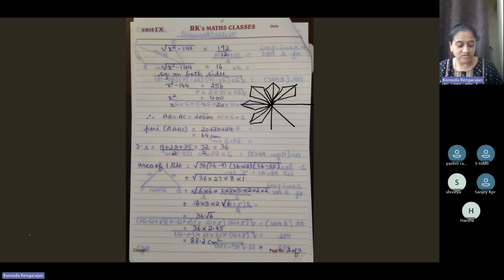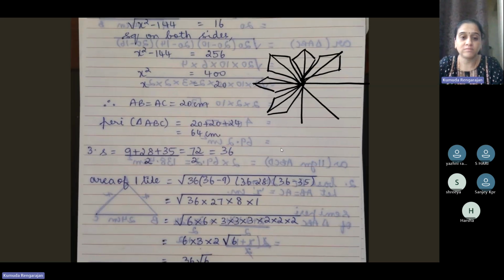And so the value of root 6 is provided in the question. Root 6 is 2.45. See the question. Okay, it's 2.45. All right. Okay. So you just go through the answer. I'm not explaining anything more than this.